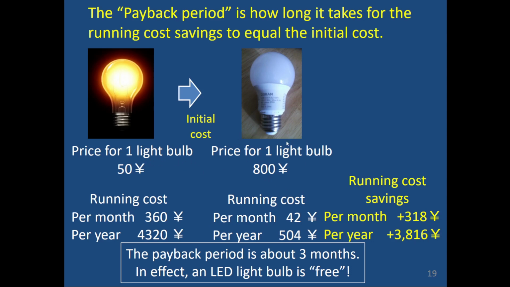So this light bulb is more expensive. It's 800 yen, but compared to the savings, it's pretty small. The payback period here is about 3 months. After you save for 3 months, that's over 900 yen. That's more than 800 yen. So you win. It's a profit. So the payback period for this case is about 3 months. So in effect, you could say buying an LED light bulb is free eventually after 3 months.